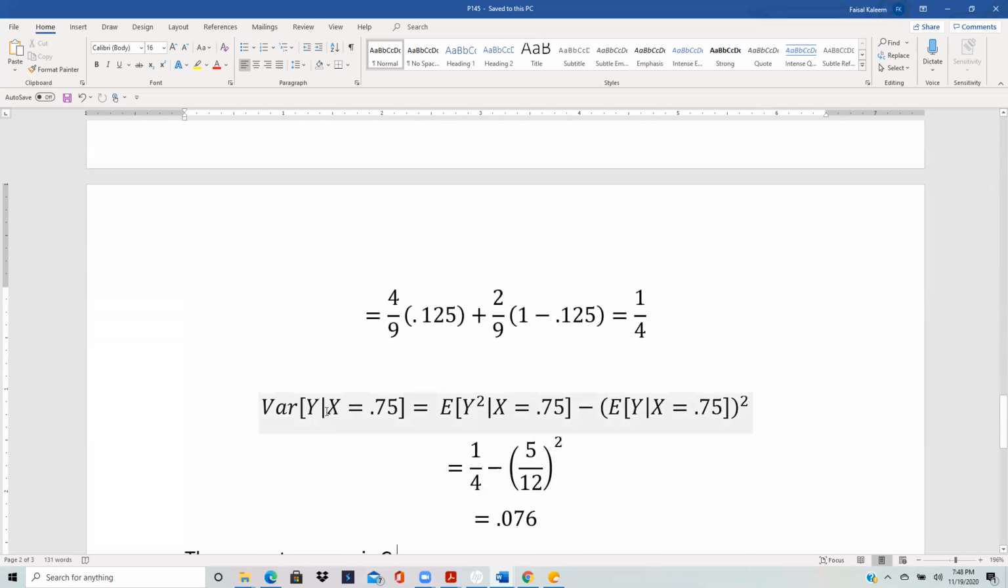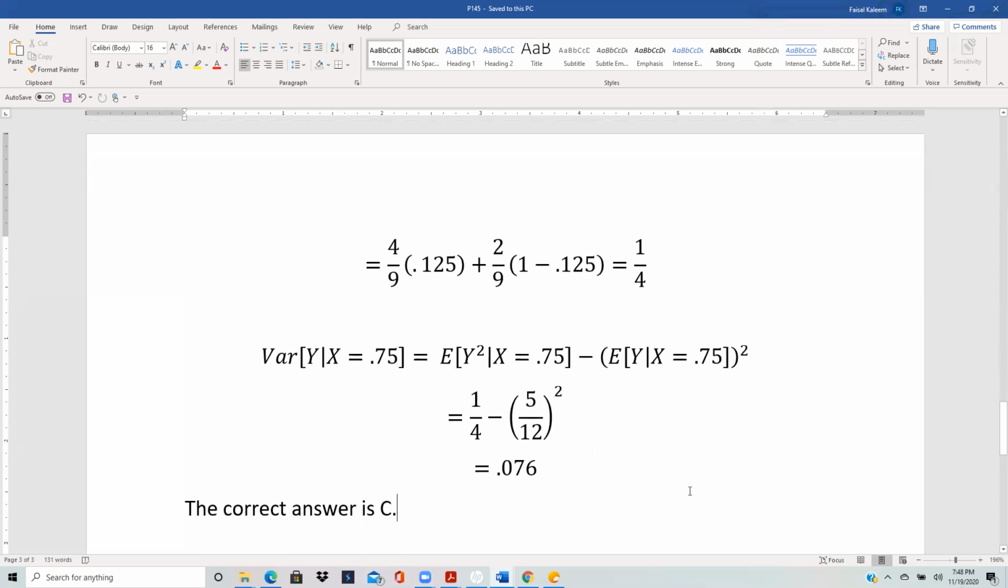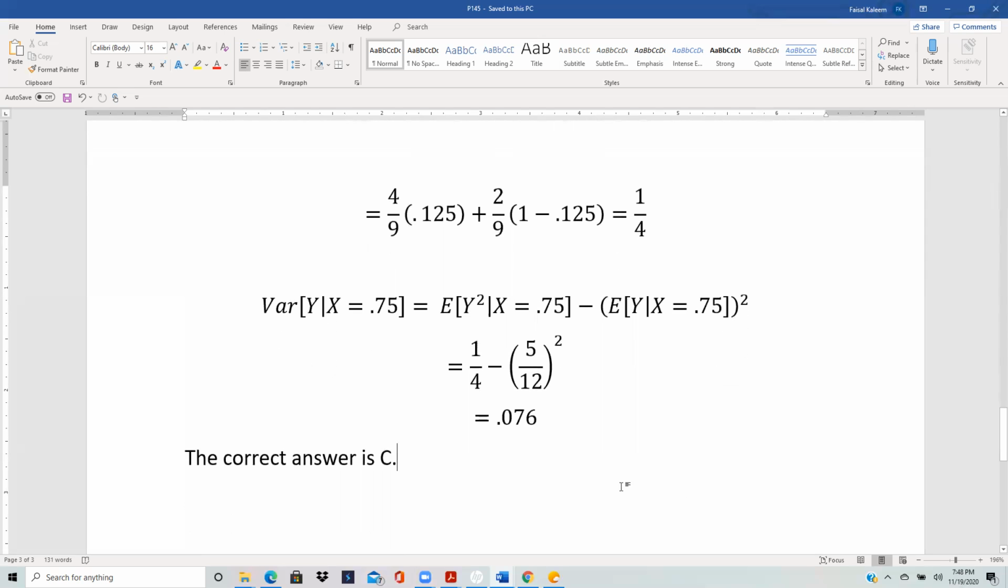And then we have our basic variance formula. Variance of y would be the expected value of y squared minus the expected value of y whole squared, and everything is at given x equals 0.75. So you substitute: this value was 1/4, the other one was 5/12. And we end up with 0.076, which is choice C.